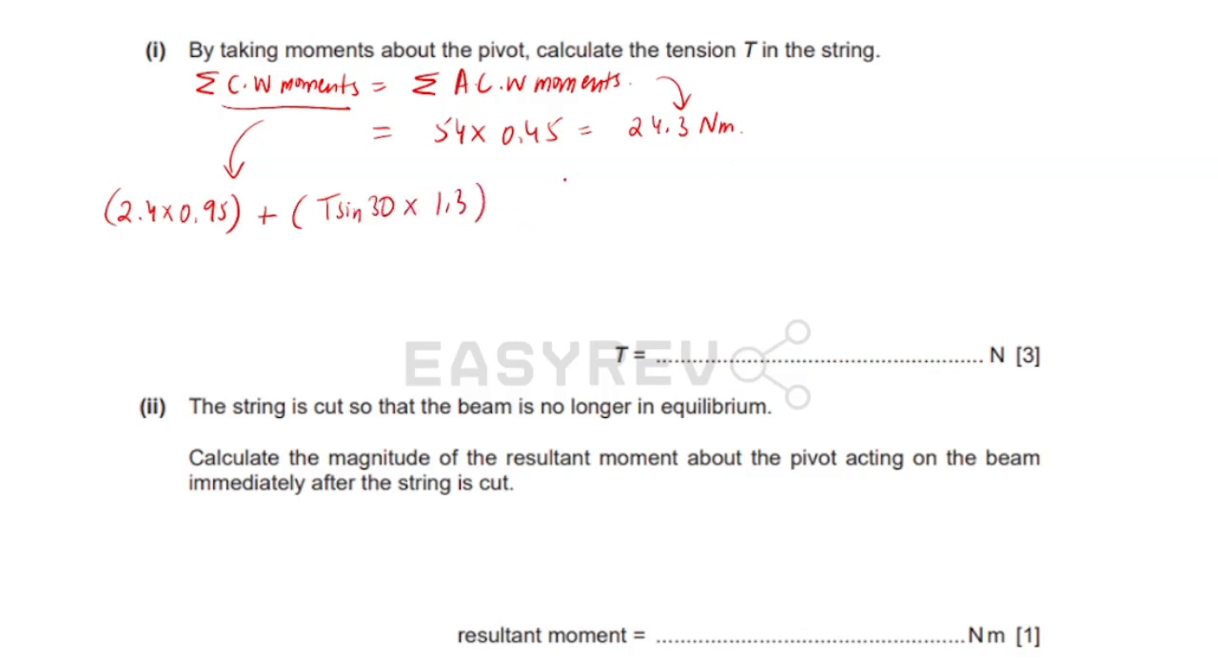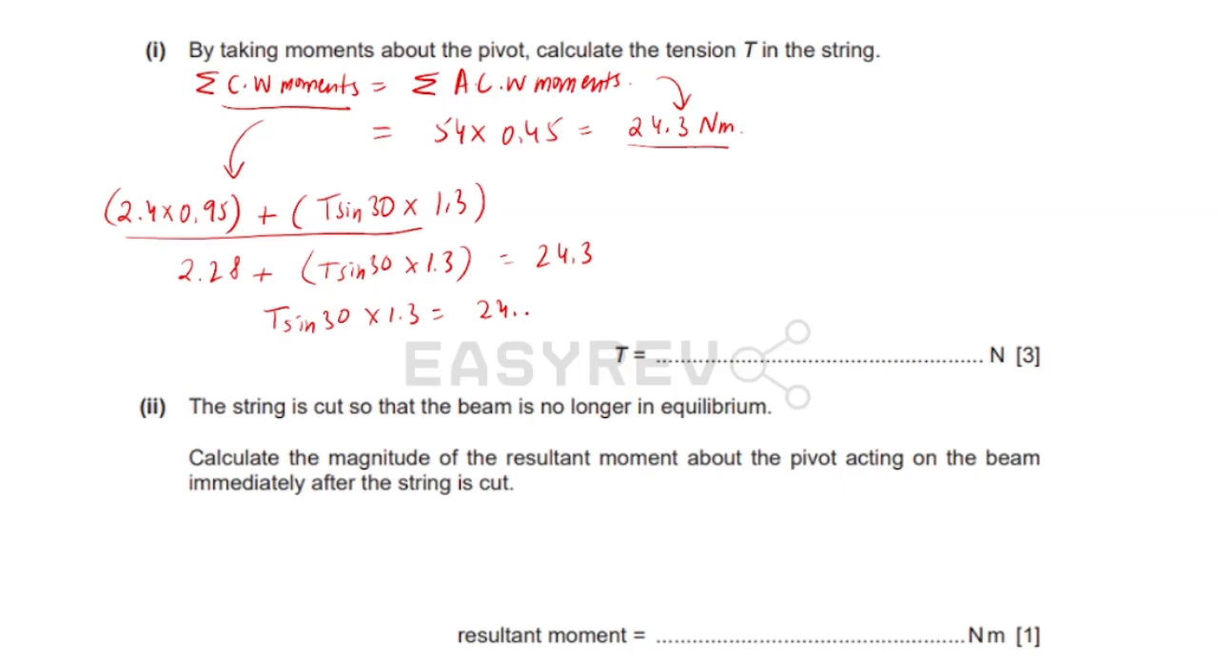So now it's just a matter of equating this with this. So let's simplify things first. We can first simplify 2.4 times 0.95 and we should get 2.28 plus T sine 30 times 1.3, I'll keep that as it is, equals 24.3. I'll keep T sine 30 times 1.3 on one side and simplify 24.3 minus 2.28.